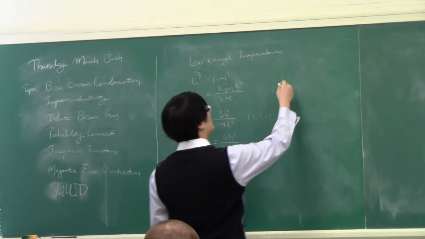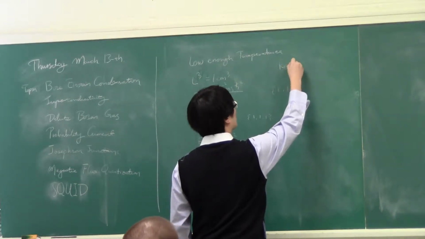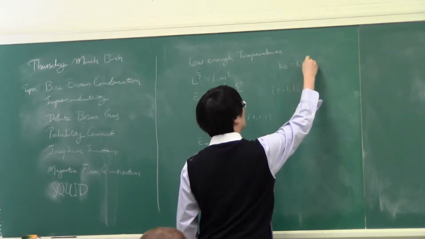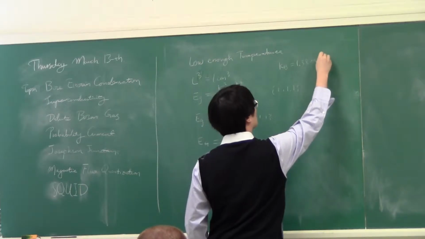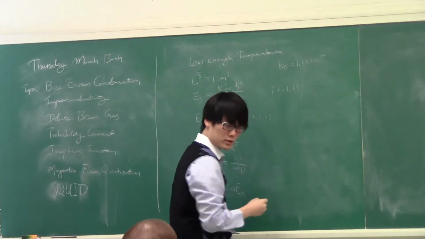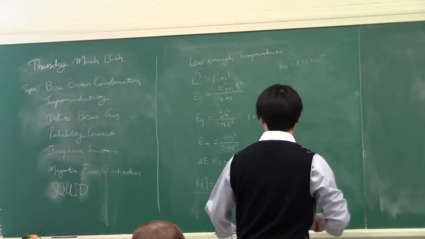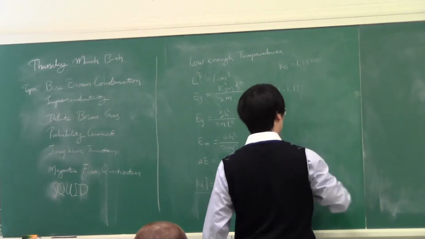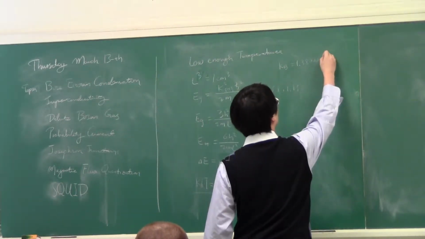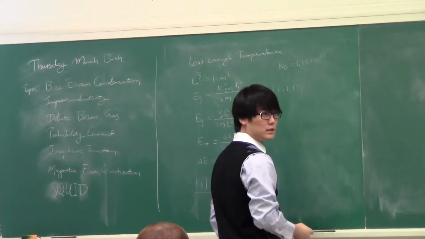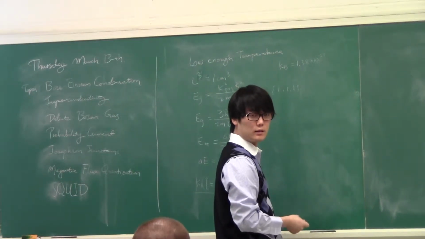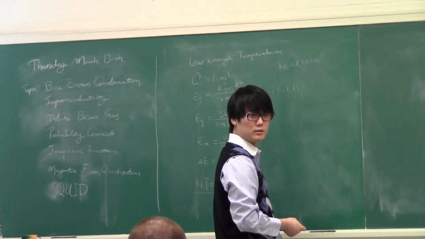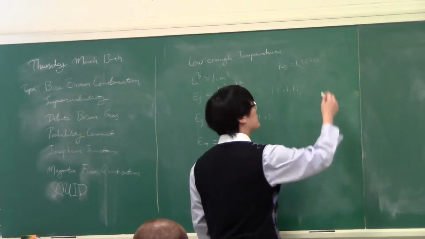If you remember, kB is 1.38 times 10 to the minus 23, yeah, 23 I guess. And what is the unit? Joules per Kelvin.